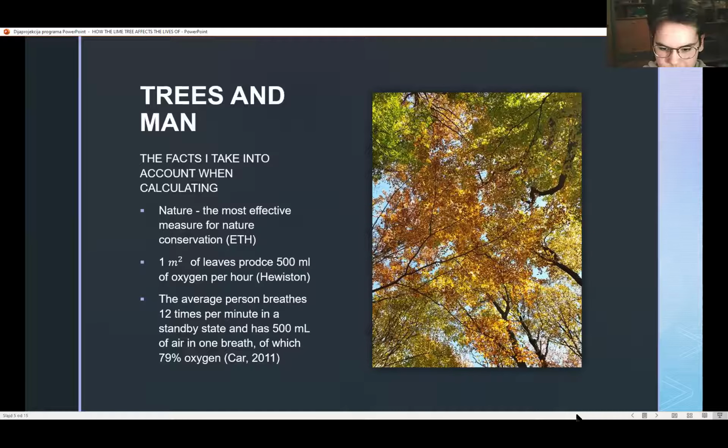So yeah, one single leaf will produce 0.05 milliliters of oxygen per 1 centimeter square. When I calculated that one leaf is 42 centimeters square, I just multiplied 42 by 0.05 and got 2.1 milliliters of oxygen per hour. So I hope that explains a bit, I guess.